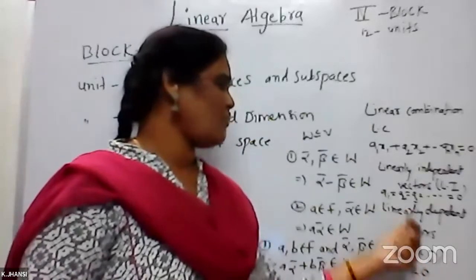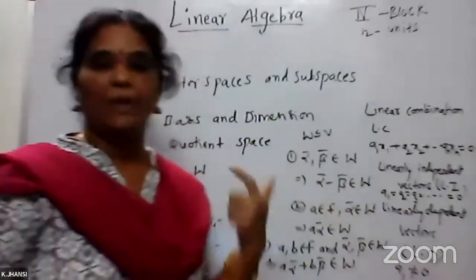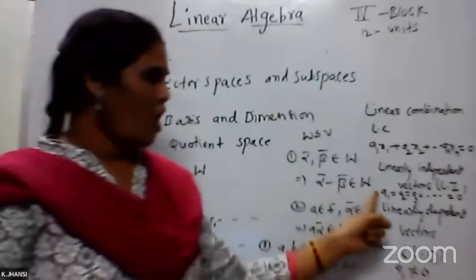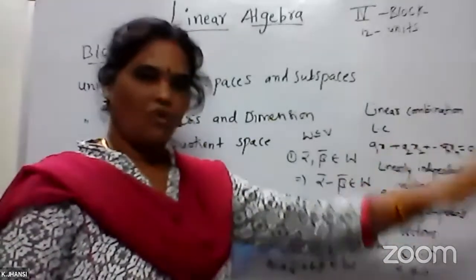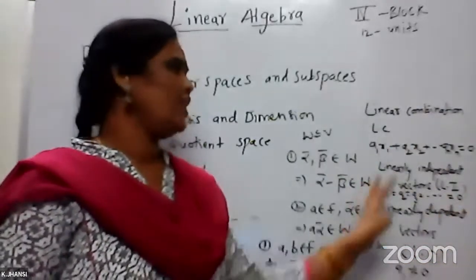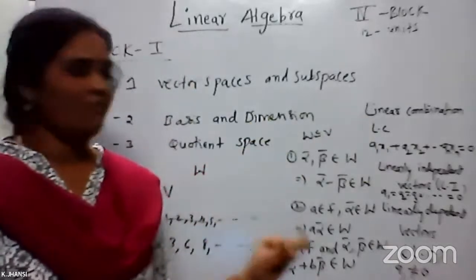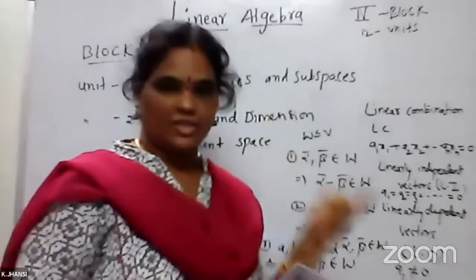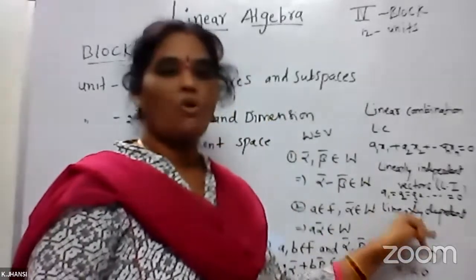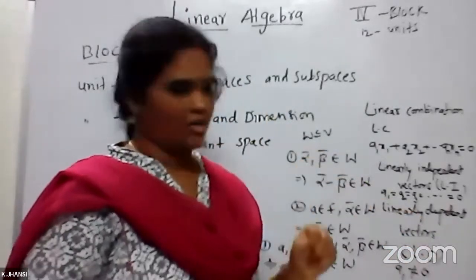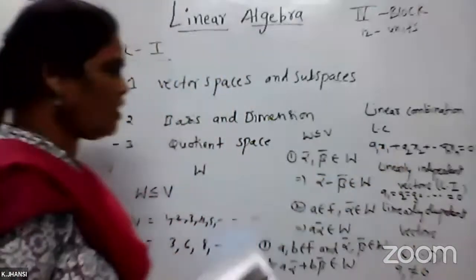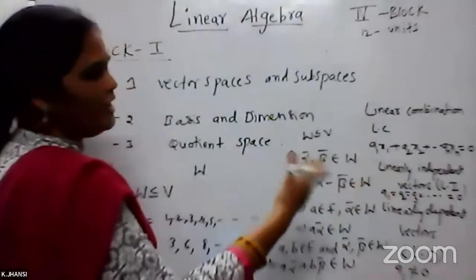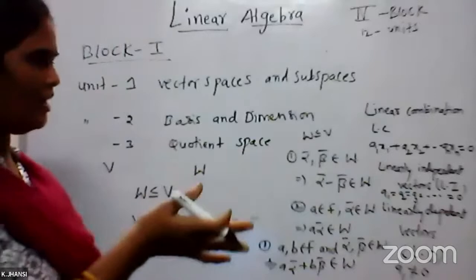So such type of vectors are called linearly dependent vectors. If all the a1, a2, a3 values you are getting as zero, then it is called linearly independent vectors. If any one of them is non-zero, then that is called linearly dependent vectors. So this is the concept of linear combination, linearly independent and linearly dependent vectors.